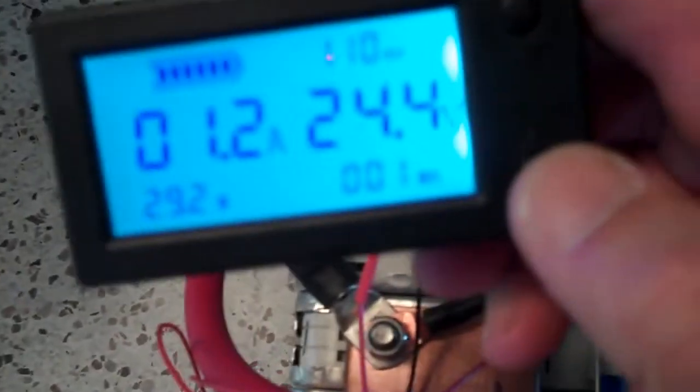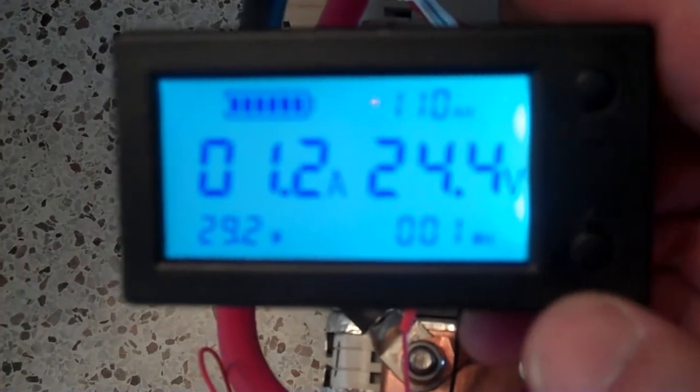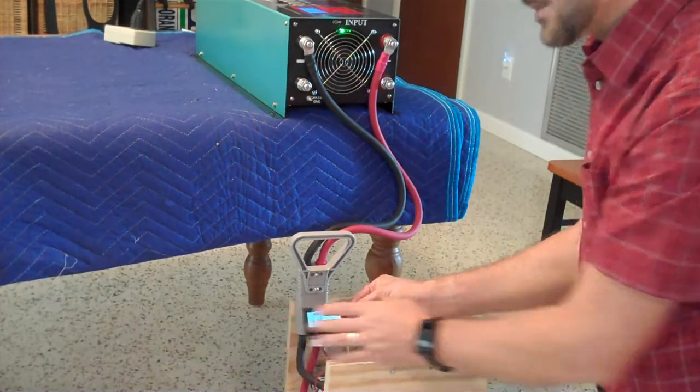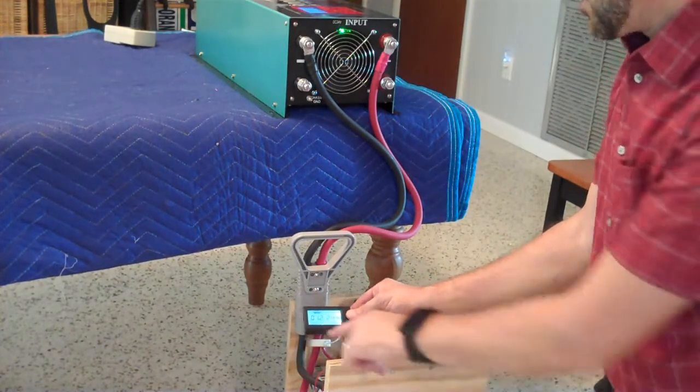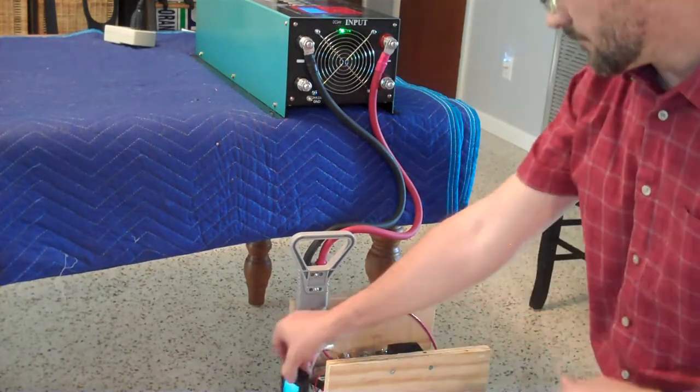And now we have 1.2 amp draw, 1.4 amps sometimes, so it's kind of 1.2 to 1.4. This current sensor is not extremely accurate, but it's getting in the right general range here. So about 30 watts of draw, just idle, just sitting there.